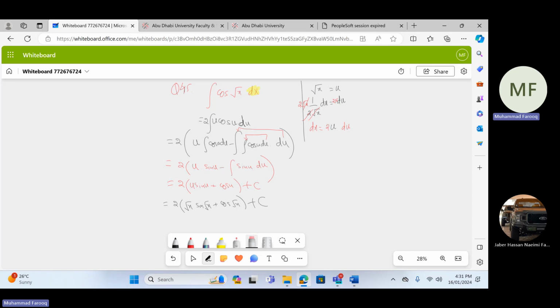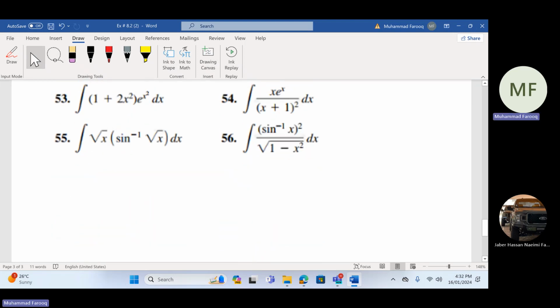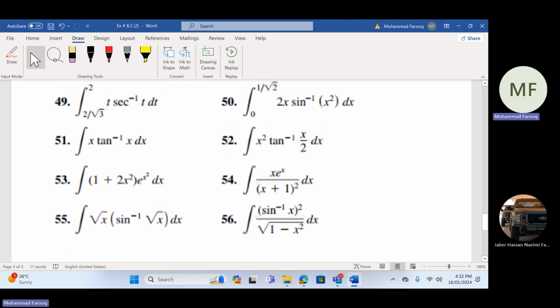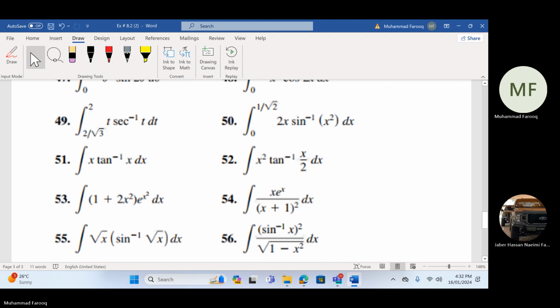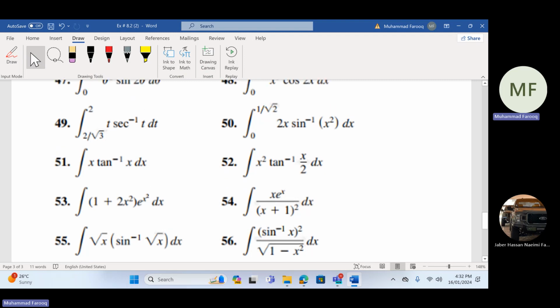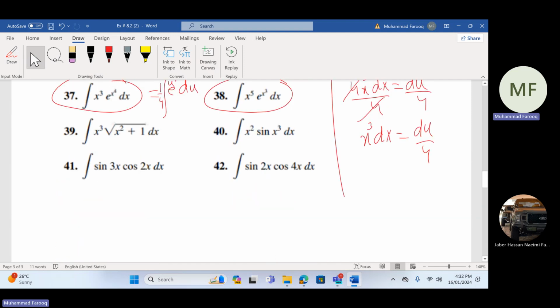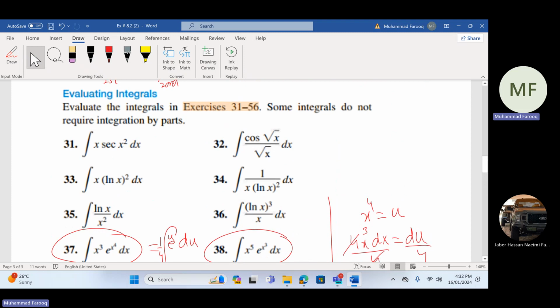So this is one more type of question in this section 8.2. Let me check if there is something more here. No, I don't think so. We have done all the techniques. It's fine. Here, same thing: you have to take root x as u, and then when you process it, you get the same thing. I have finished these root x cases with you. No more different things.